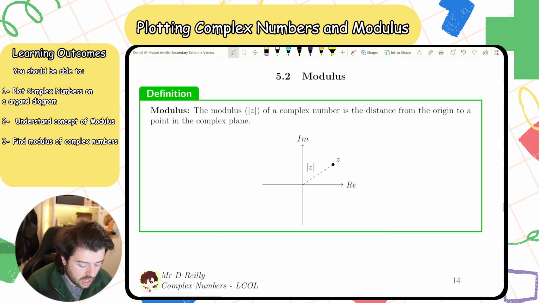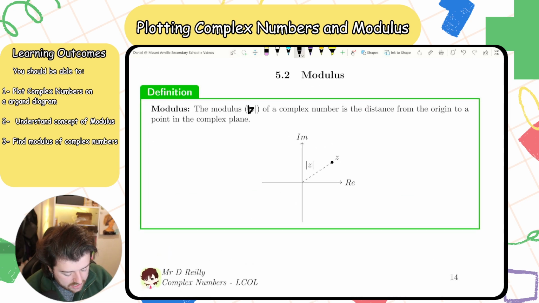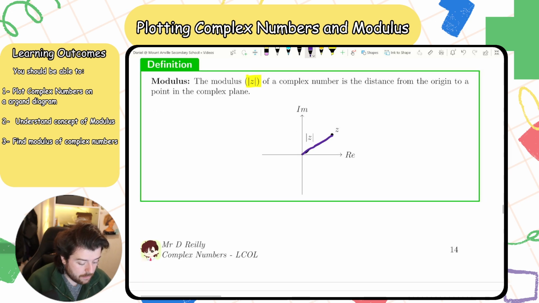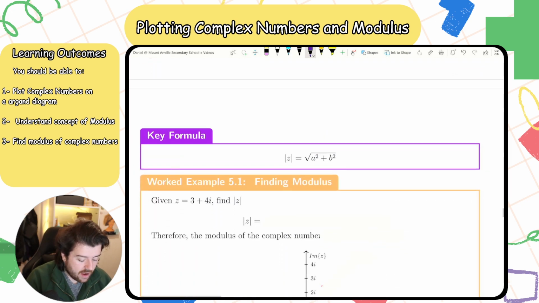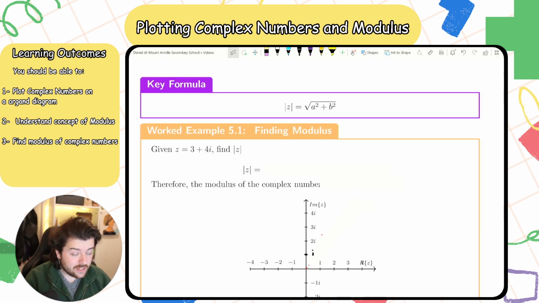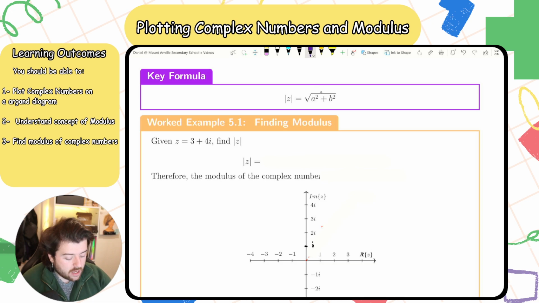So what is the modulus? The modulus is denoted by 2 lines, like this, with the complex number inside it. The modulus of a complex number is the distance from the origin in the complex plane, i.e. it's the length of this line. That is what the modulus is. It's the length from the center to that point. We have a formula for the modulus, which is essentially an extension of your distance formula. All you need to know is the modulus is the square root of a squared plus b squared, where z is equal to a plus bi.